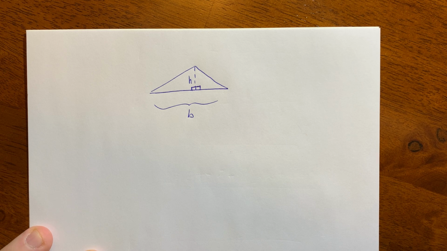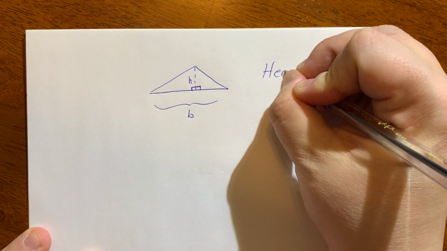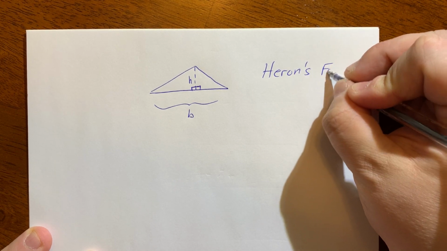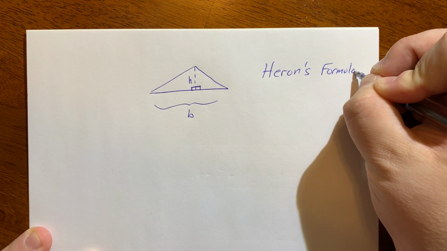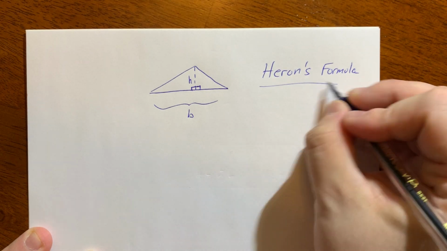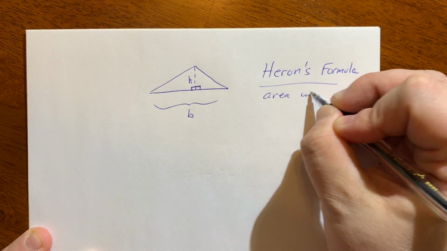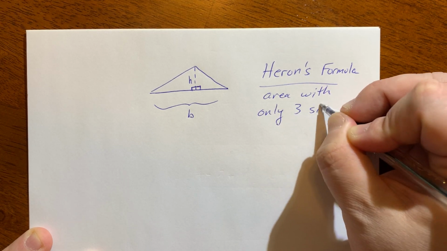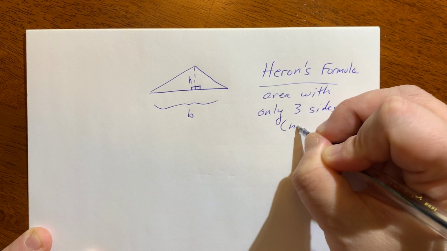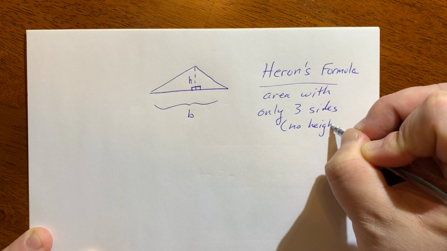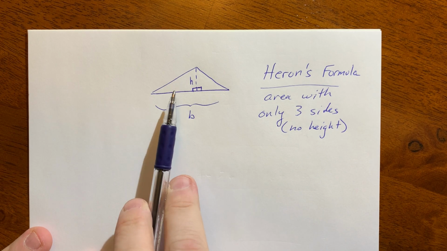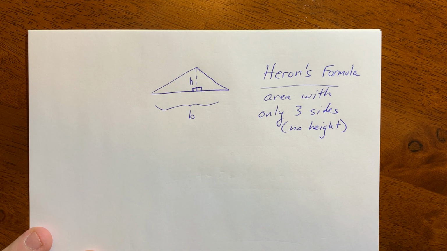Well, we're going to look at what's called Heron's formula today, named after the mathematician who founded it. Okay, and what this does is it allows us to find the area with only the three sides. Or in other words, if we didn't know the height, that would be fine. In order to do that, we're going to have to also label some other parts of this diagram.